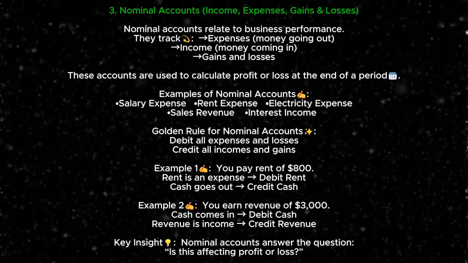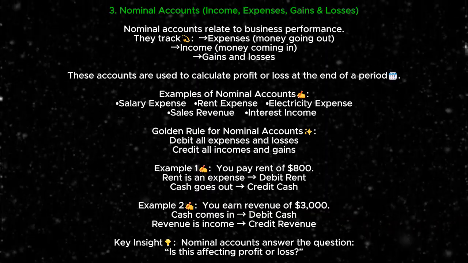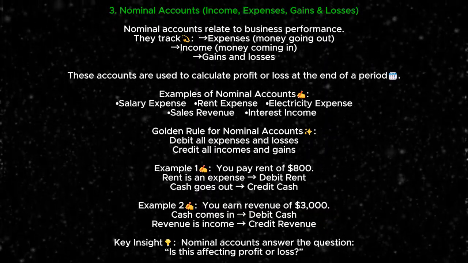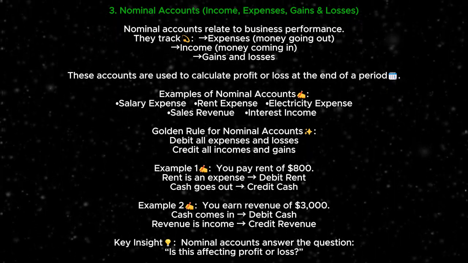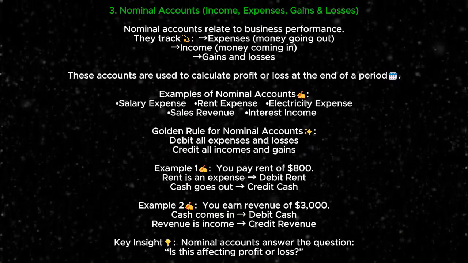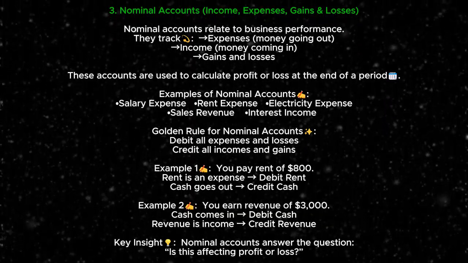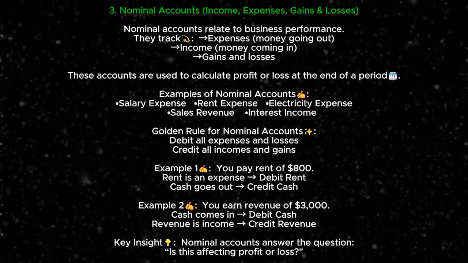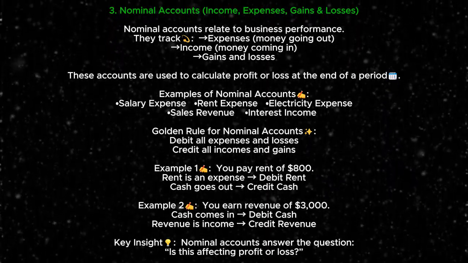Example 1. You pay rent of $800. Rent is an expense. Debit rent. Cash goes out, so credit cash. Example 2. You earn revenue of $3,000. Cash comes in, so we debit cash. Revenue is income, so we credit revenue. Key insight: nominal accounts answer the question, is this affecting profit or loss?